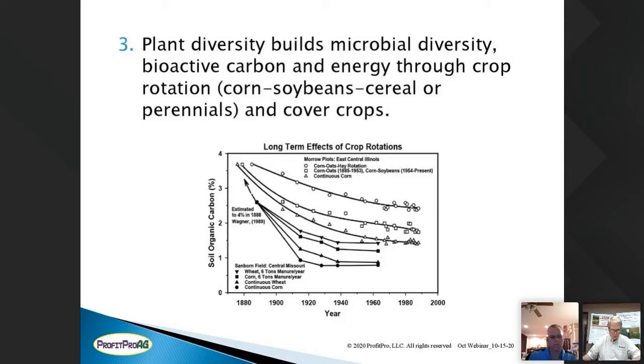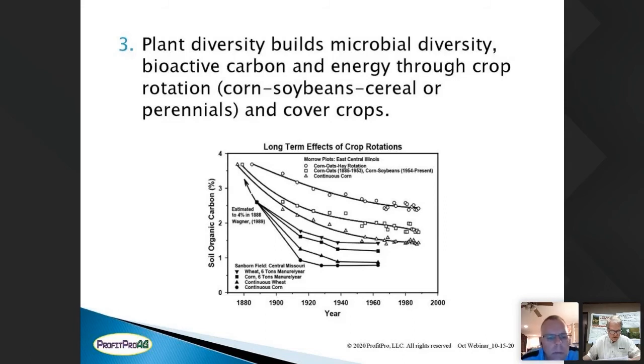Where we had a proper crop rotation, we're maintaining organic matter. Now the bottom one is showing, in the bottom four where we had wheat, 6 tons of manure. The next one is corn with 6 tons of manure. The next one is continuous wheat, and the very bottom one is continuous corn.